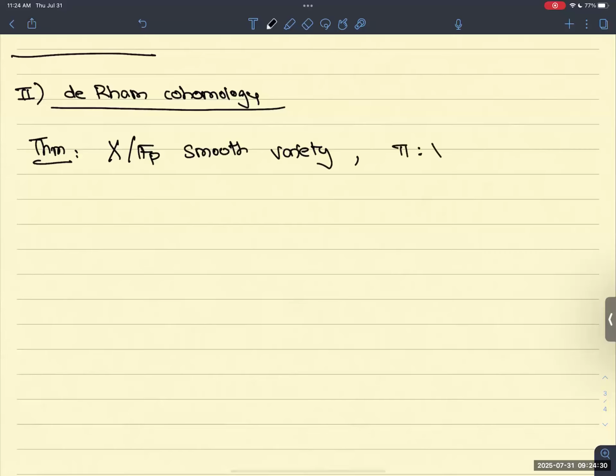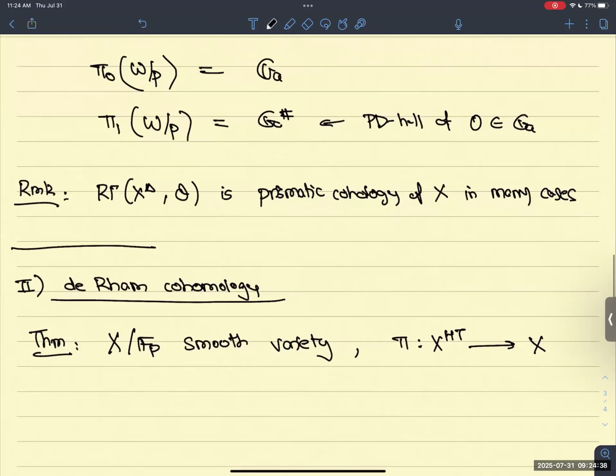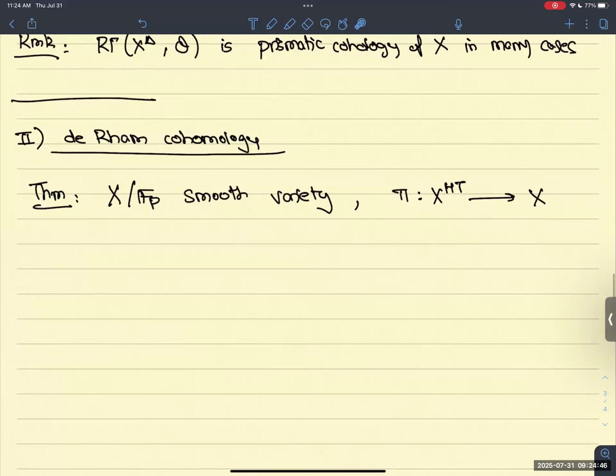I have this Hodge-Tate stack of X, which, if you think about its definition, has a natural map to X. If you're thinking in terms of this ring stack, W mod p is just the map from W mod p to G_a given by this calculation. And so I want to make some statements about this map. The first statement is that this map is actually a torsor.